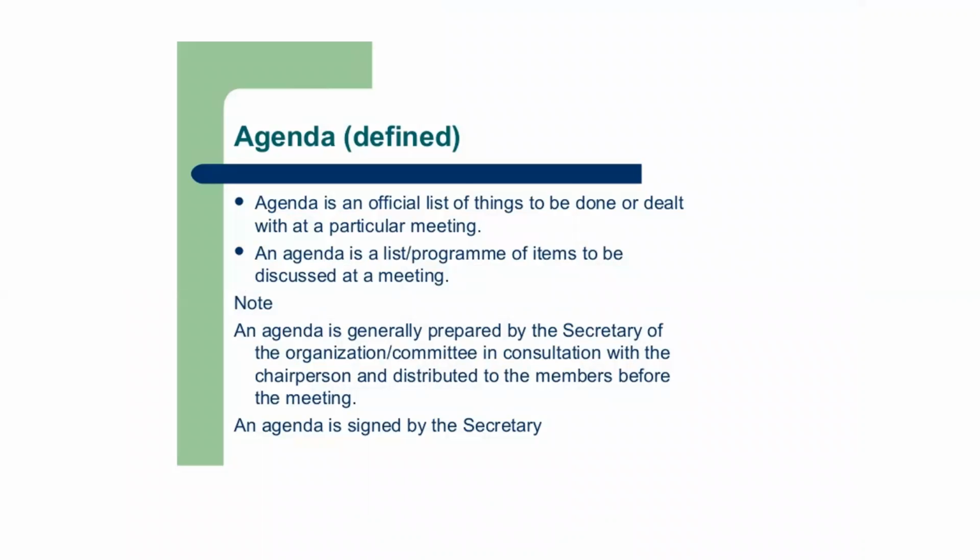Let's move on to understand agenda. Agenda is a document that gives those attending meetings prior notice of what is being discussed. Agendas also give all the relevant details of when and where the meeting takes place and who attends. Normally, they have reports attached. Hence, it is an official list of things to be done or dealt with at a particular meeting.